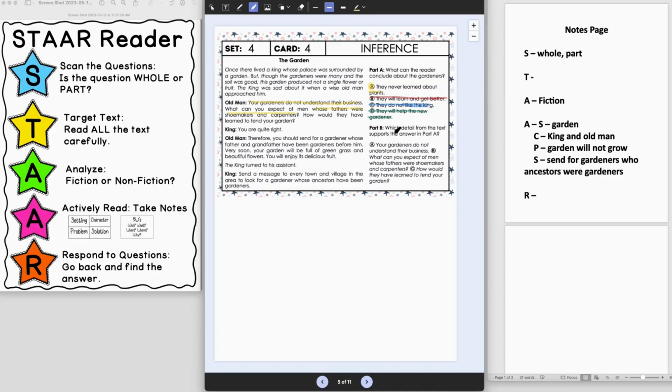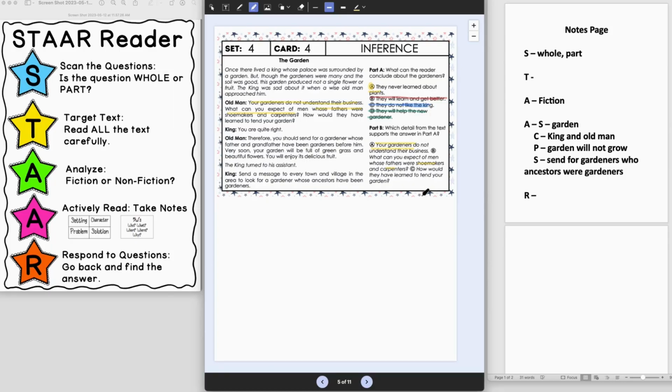So now we're going to go to part B and see if our text evidence is going to support this answer. Which detail from the text supports the answer in part A? Your gardeners do not understand their business. Okay, well, that is possible because that does tie back to them not learning. Let's look at the next one. B, what can you expect of men whose fathers were shoemakers and carpenters? Well, it does talk about the shoemakers and carpenters, so we can connect that back.